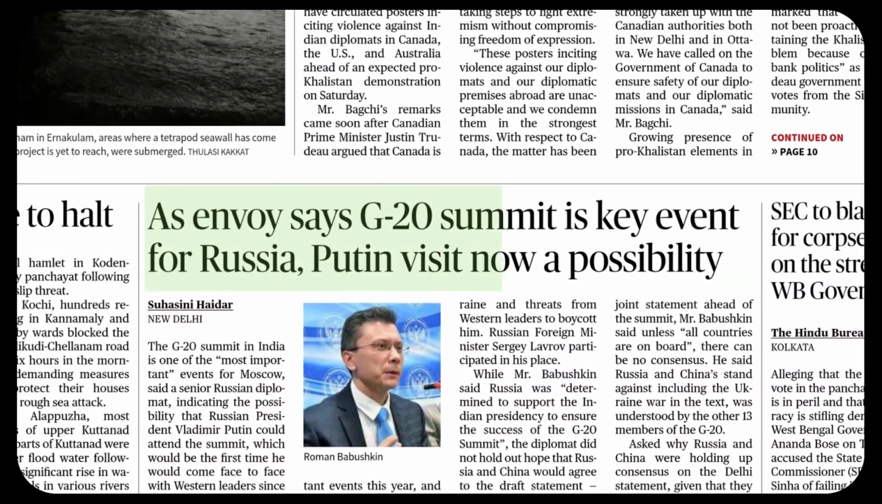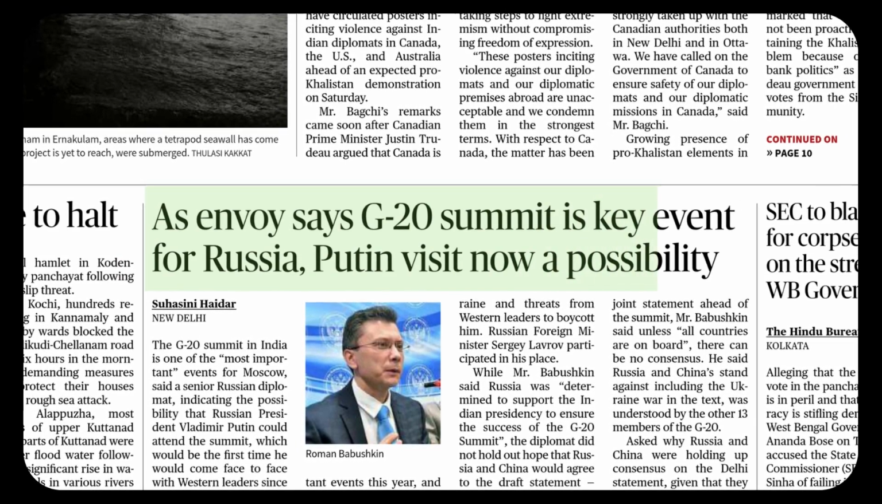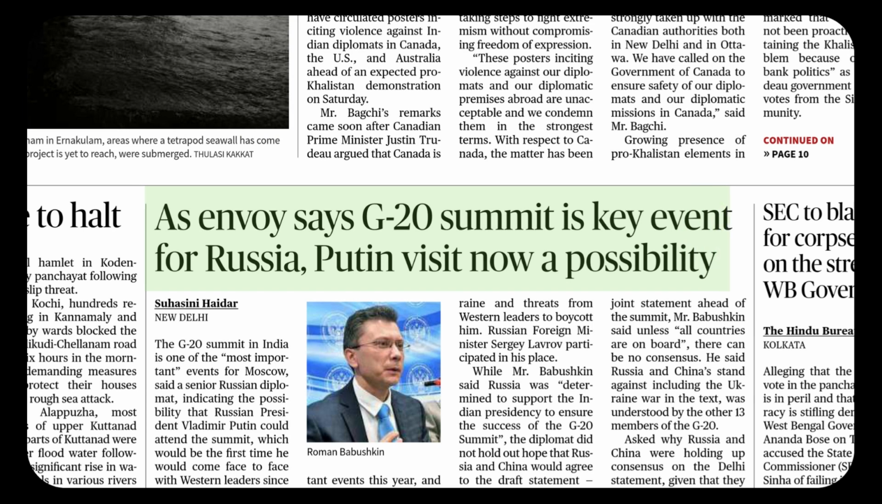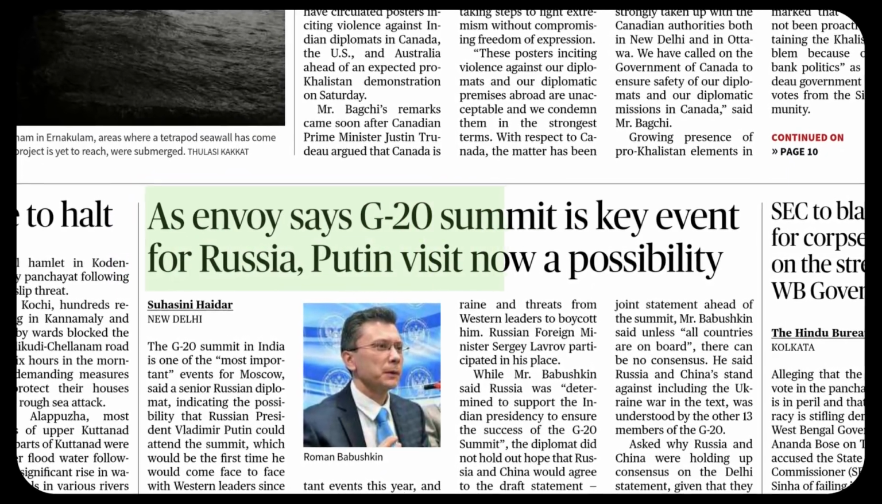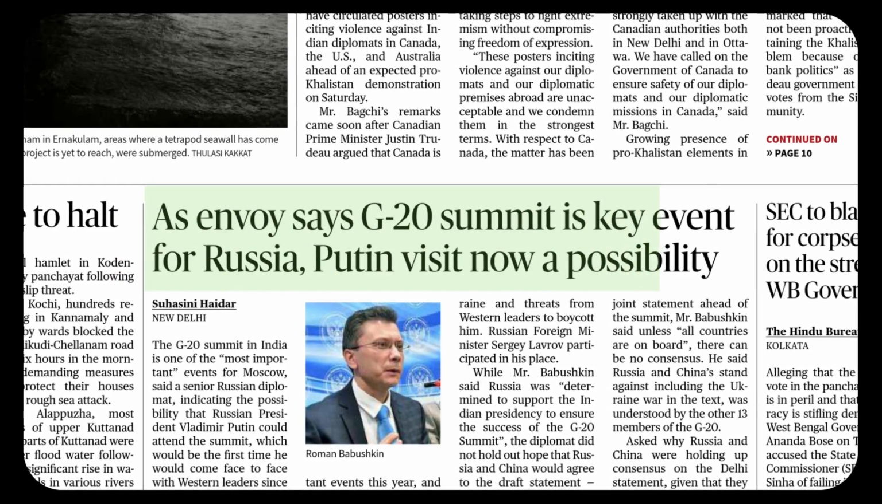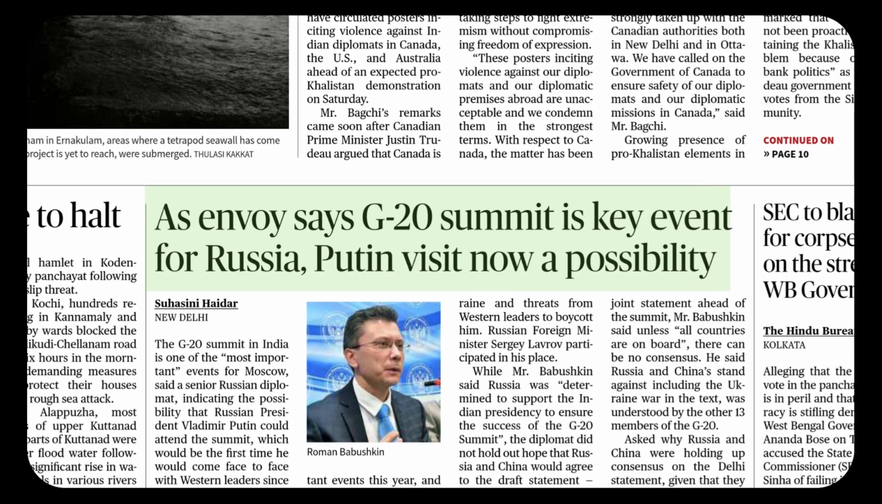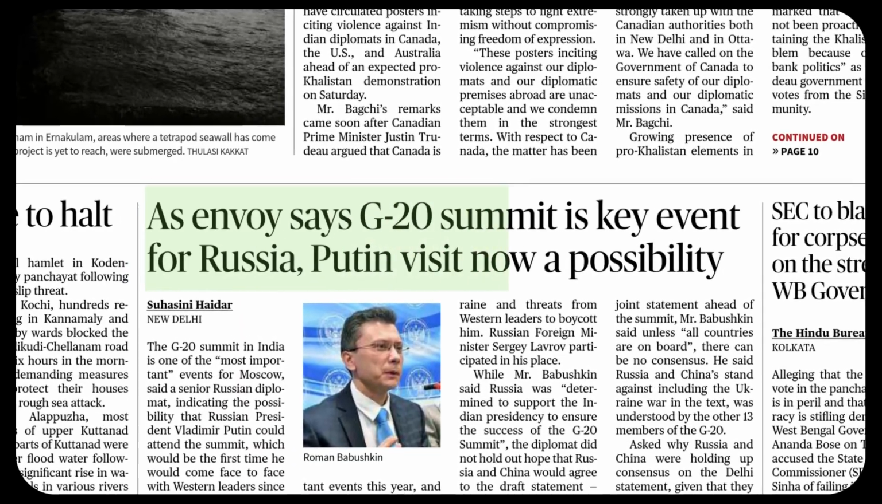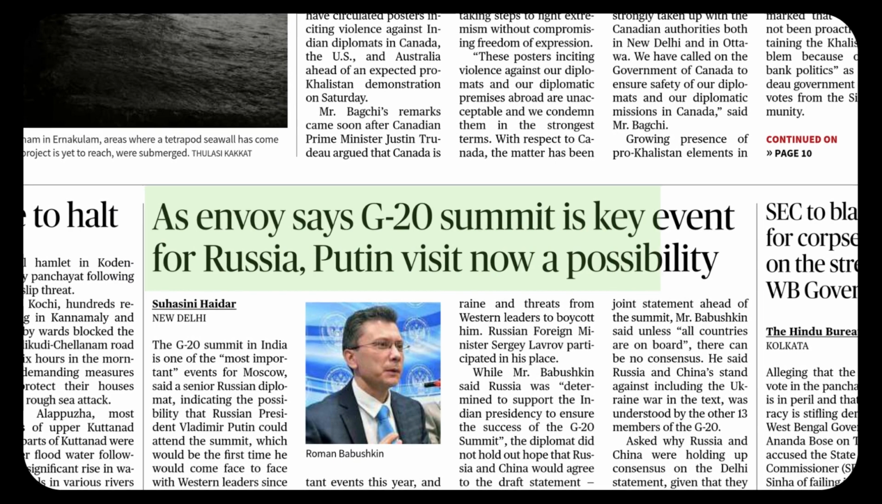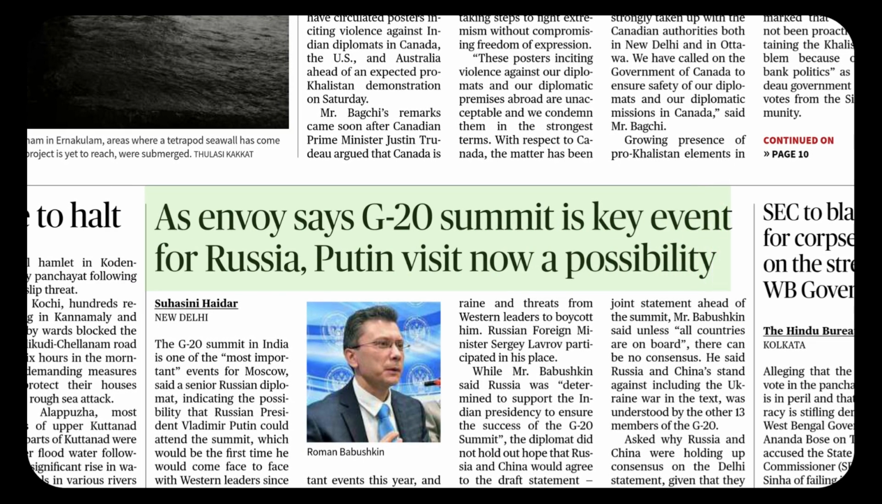Key event for Russia. Putin visit now a possibility. Putin visit, okay, visit of Putin. As you know, they're talking about the Russian scenario. Russian President Vladimir Putin could attend the summit. The word visit can be a verb and a noun. You go to a place, it can act as a noun also. An occasion when you visit a place or a person, you call on. Putin's visit now is a possibility.